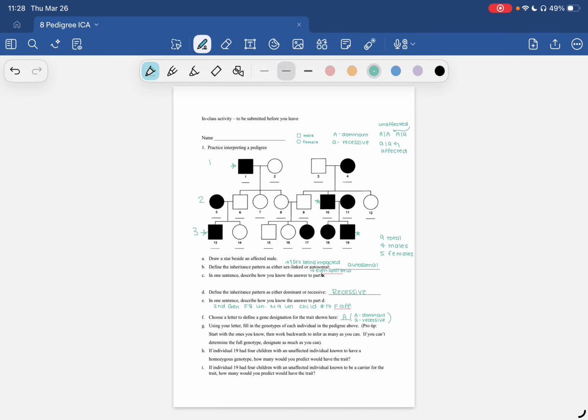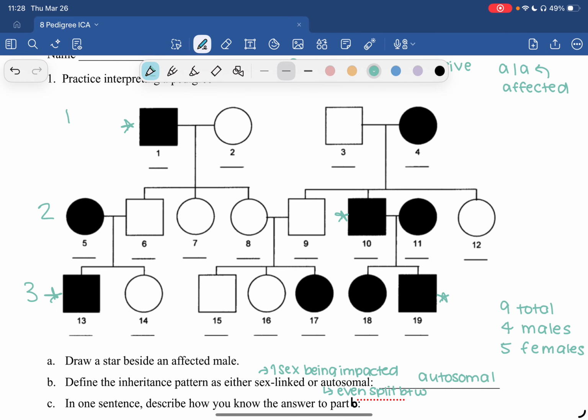Okay, so now that we know that this is a recessive trait, everyone who's colored in is affected. I like to start with those because I know that all of them have to have the recessive little a genotype because they're affected. Once I start with those, I usually work my way from top to bottom. You can work left to right, whatever makes the most sense to you.